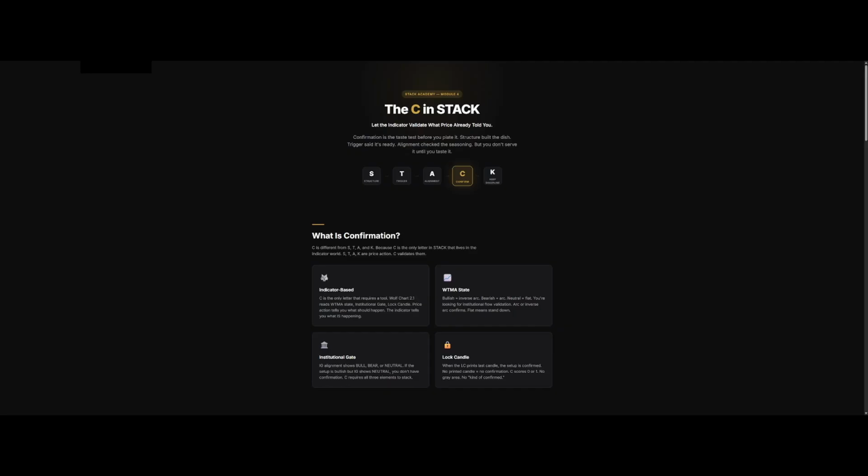Here's the truth about STACK. You got S for structure, which is price action, zone, order flow. T is trigger, price action, the engulfing, the break. A is alignment, which is price action, the daily agrees with the 4-hour or the weekly. And then you got K, which is keep discipline, your behavioral gate.